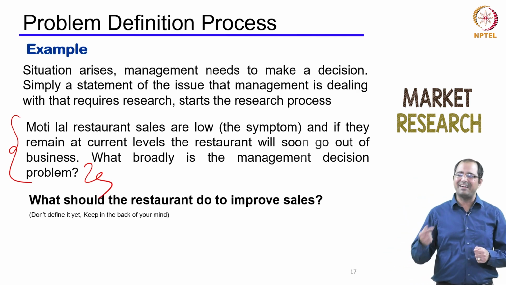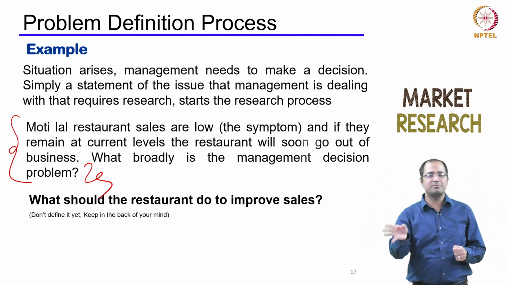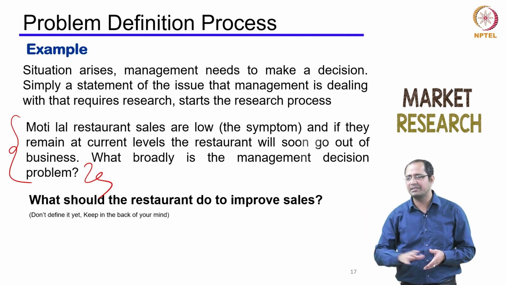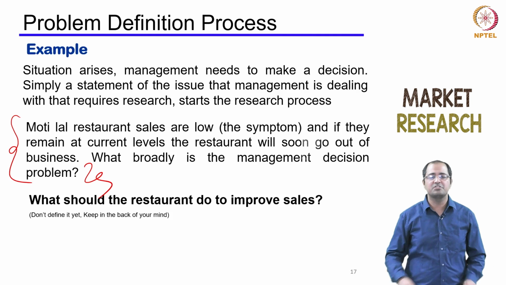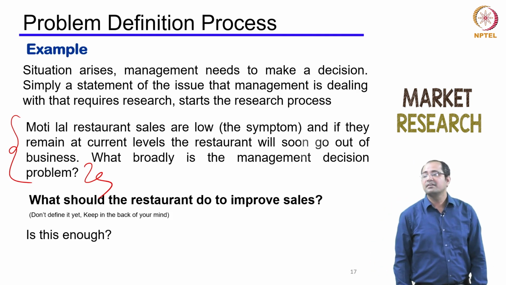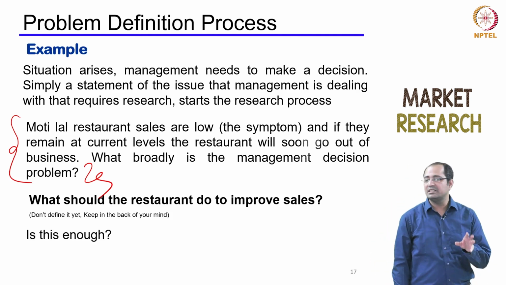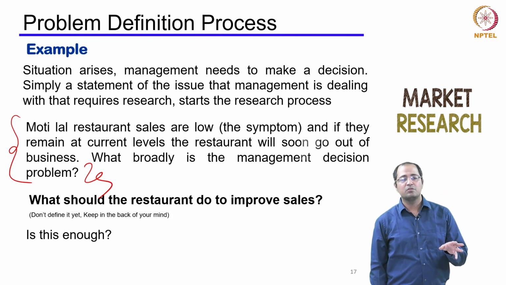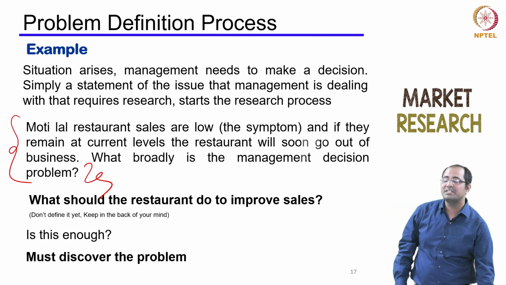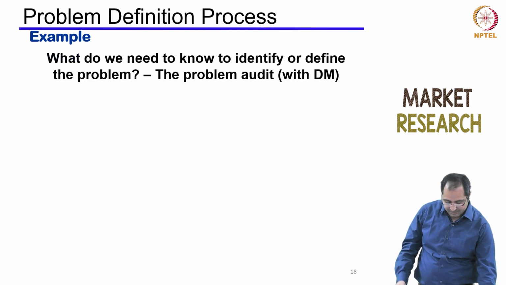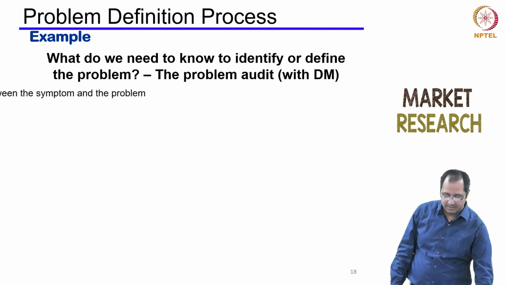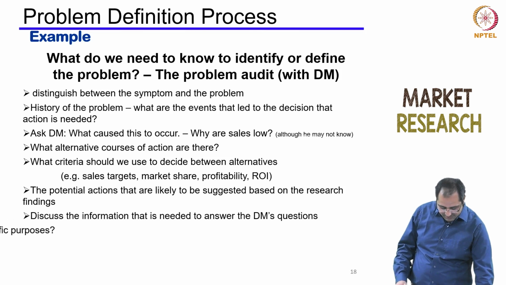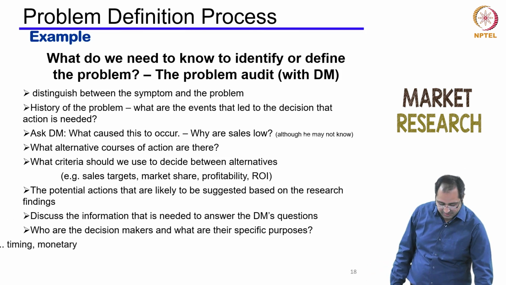Although I said you define it later, after conducting the four steps, whether you define the management decision problem first or later doesn't matter. You know that there is some symptom based upon which the management decision problem has to be defined. Then the market researcher would have to conduct the four activities. The probable cause has to be discovered, and the problem audit and the other steps have to be conducted. Let's suppose that it is done.